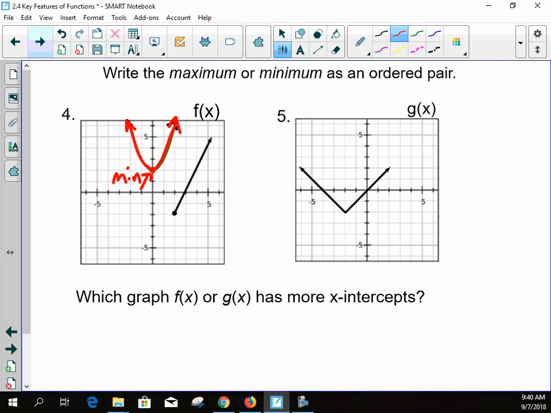But I have to write it as an ordered pair. Isn't that what it said? Yes. So my x value is 0. My y value is 2. Isn't that correct?